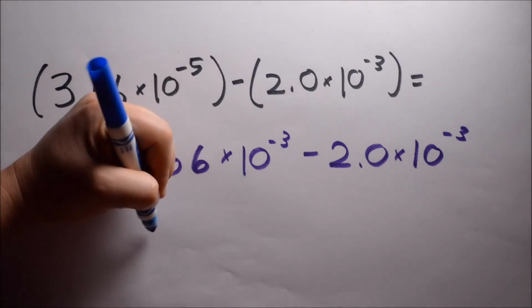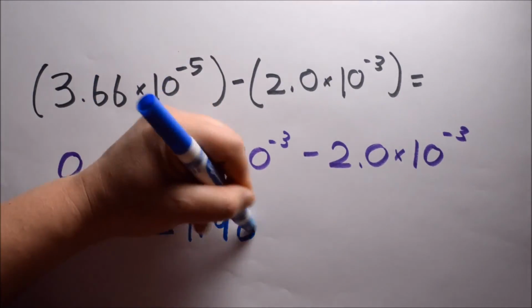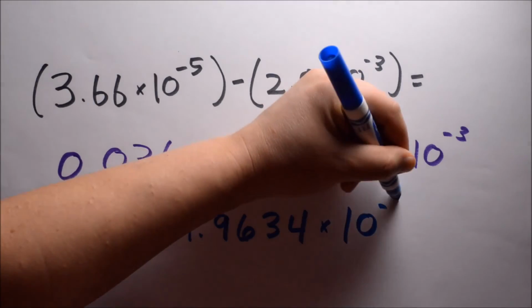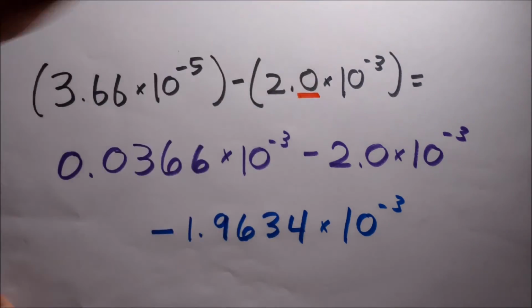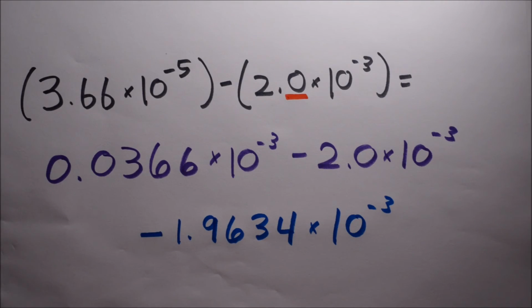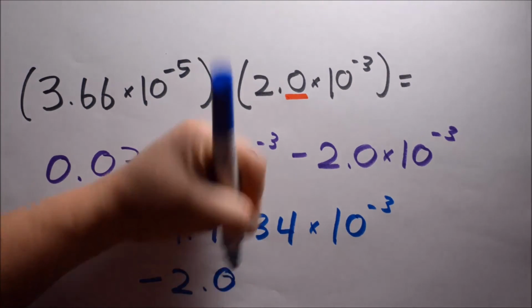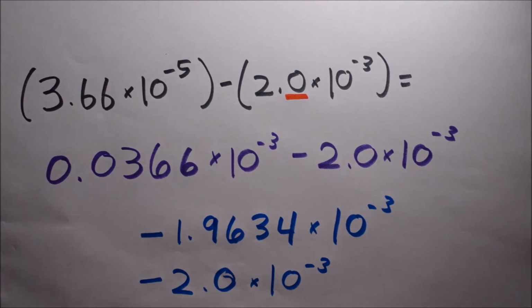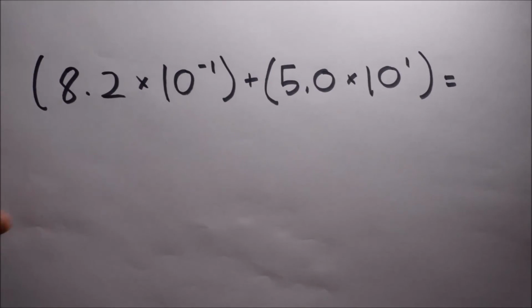Now I just subtract 2 from 0.0366 to get my answer. And again, this exponent is going to be -3. But watch those significant figures. Once again, now it's -2.0 times 10 to the -3rd. Does it make sense? Yes.